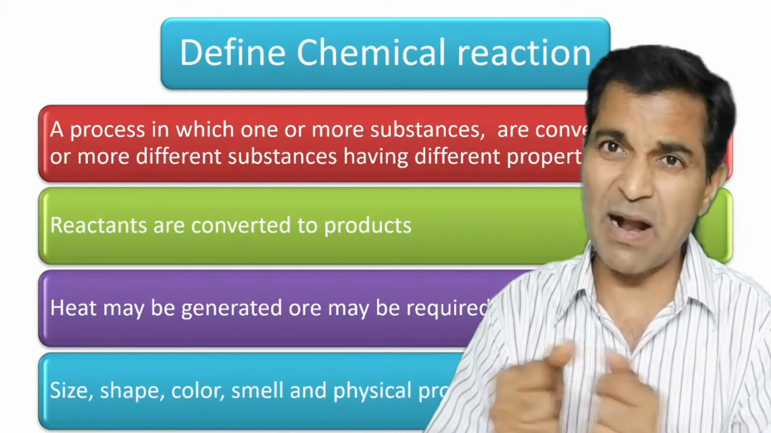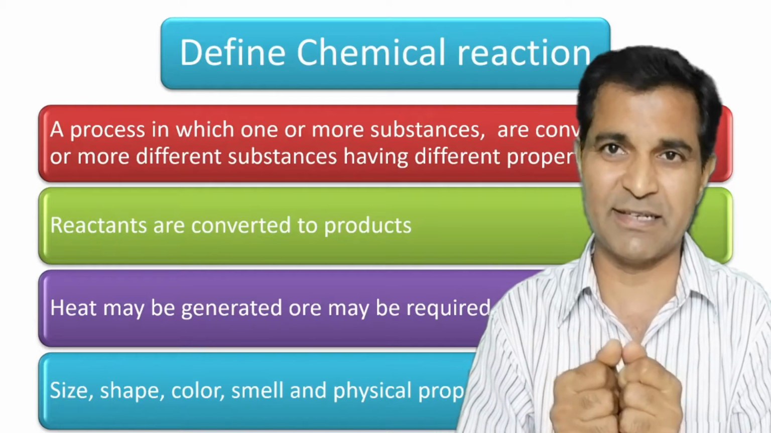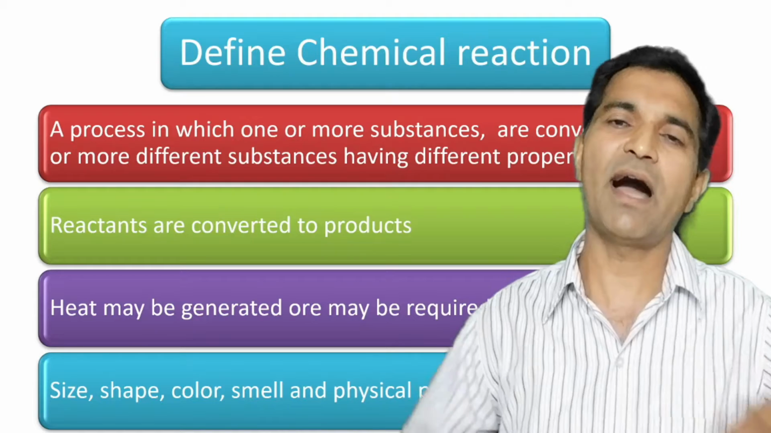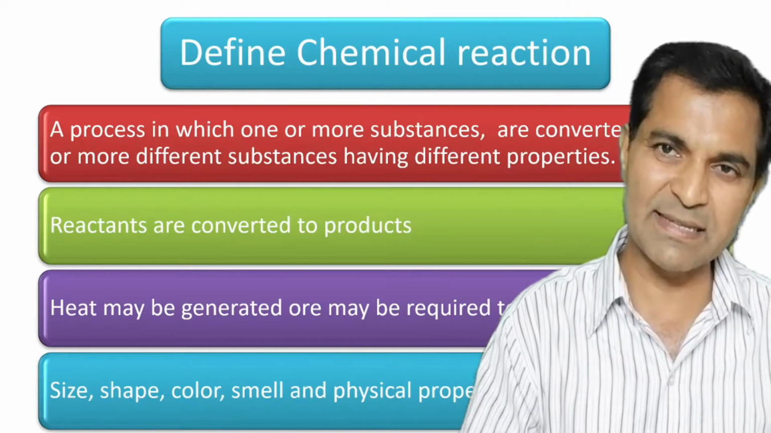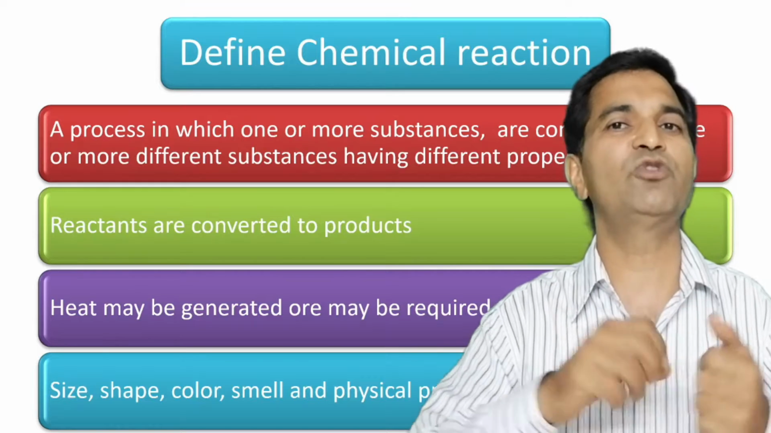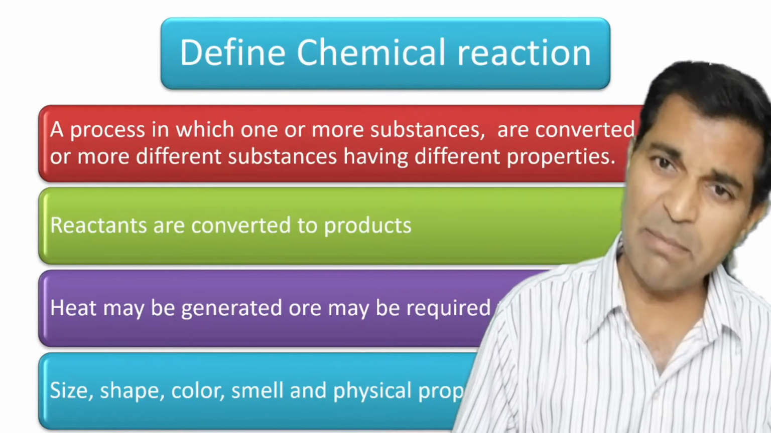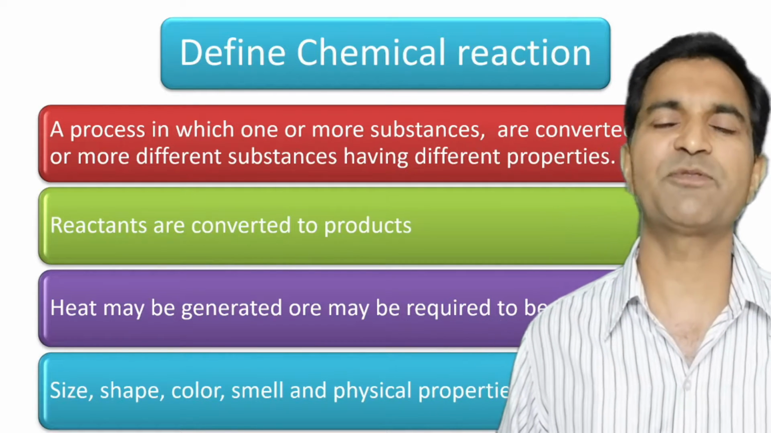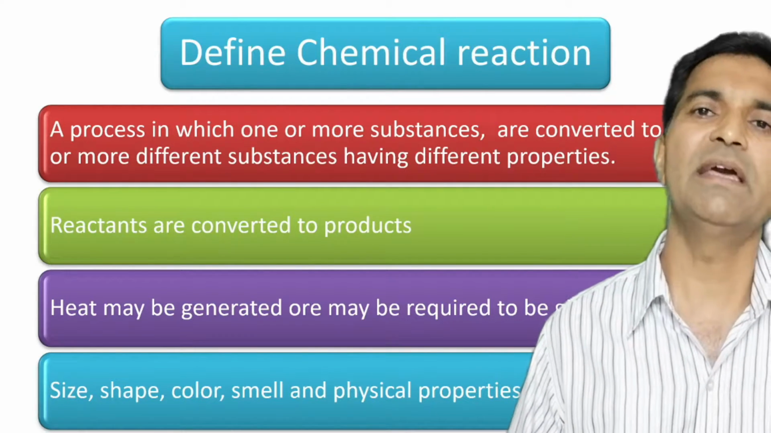The items which are produced are known as products. The items which take part in the reaction are known as reactants. So reactants react with each other to produce the products. Heat may be generated or may be required to be given. Size, shape, smell and physical properties may be changed.